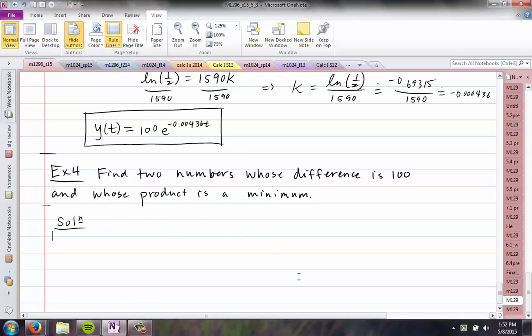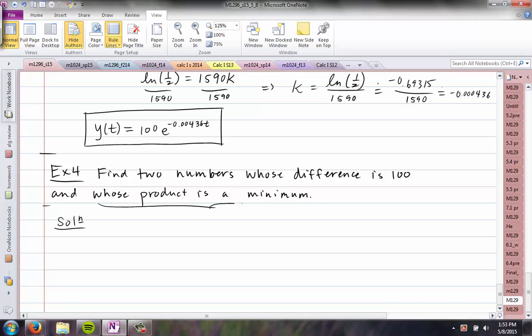For our next problem on our final exam review, old word problems from exam 1 through exam 3, we have: find two numbers whose difference is 100 and whose product is a minimum. Short and sweet, but it seems like maybe not enough information. But let's pick this apart. First of all, what's being asked for? We're supposed to find two numbers whose difference is 100 and whose product is a minimum.